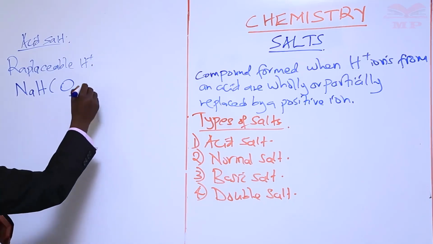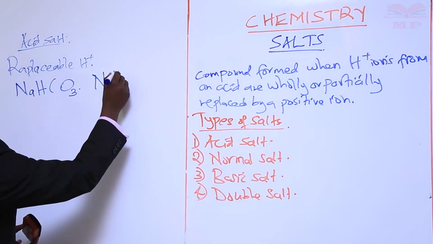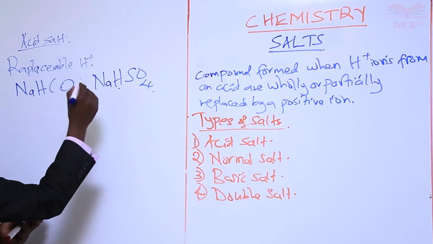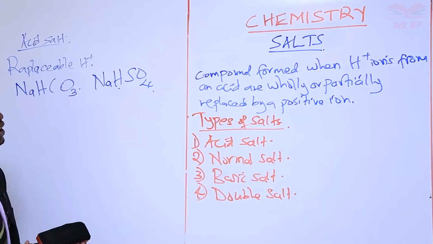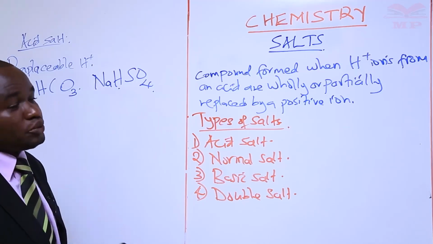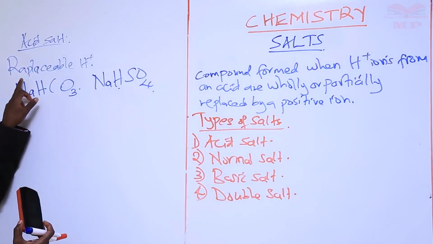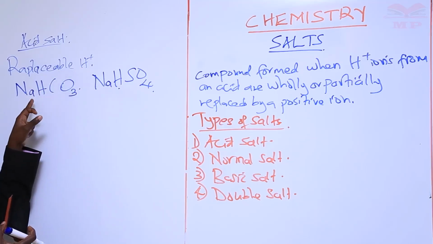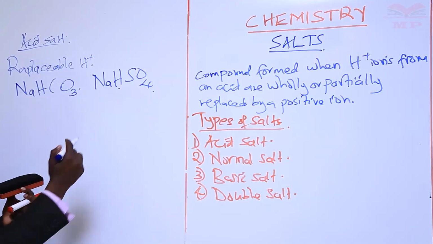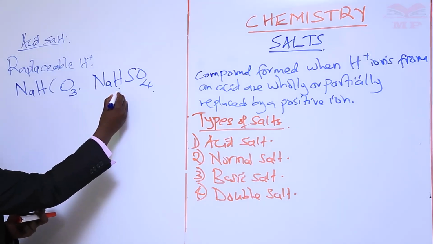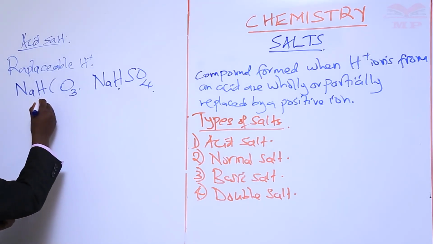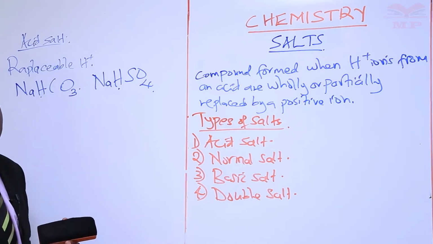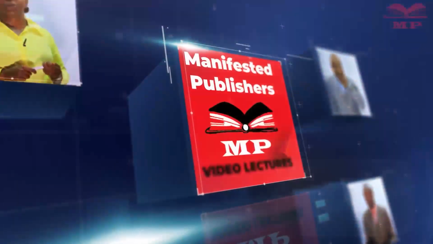Another example is sodium hydrogen sulfate. The hydrogen ion that is present in this salt is the one that will give it the acidic property. So we are saying, learner, that an acid salt is one that contains a replaceable hydrogen ion. As you can see from these two examples, we have a hydrogen ion in the sodium hydrogen sulfate as well as a hydrogen ion in the sodium hydrogen carbonate. Therefore, these two, we call them acid salts.